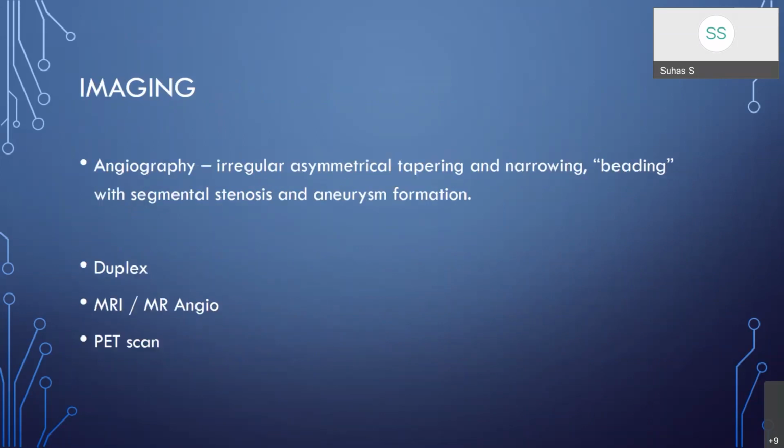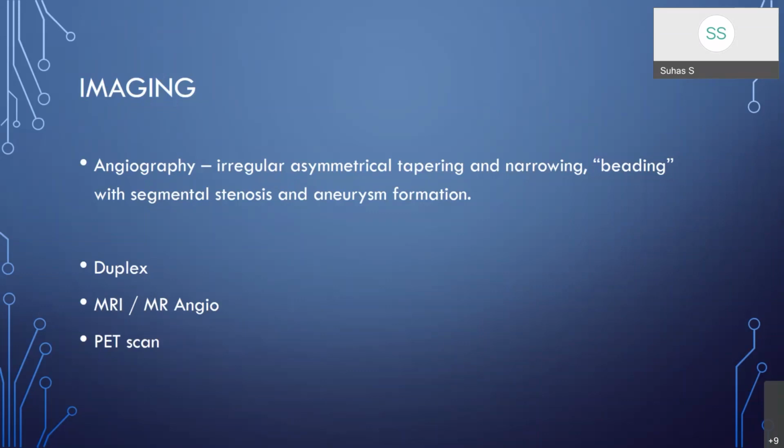Coming to imaging, there is a definite role for angiography in making a diagnosis in the case of large vessel and medium vessel vasculitis. In large vessel vasculitis, we can see stenosis or even aneurysm formation. Whereas in medium vessel vasculitis, we classically see irregular asymmetrical tapering and narrowing. We can also see a beaded appearance, that is segmental stenosis with aneurysm formation. Arteriography is not of much use in small vessel vasculitis.